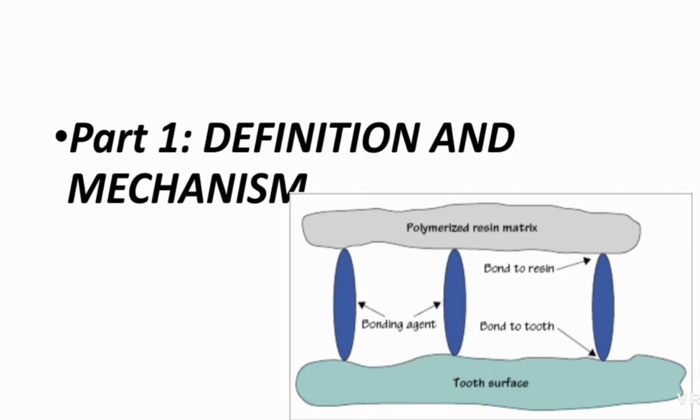Before watching this, please do watch the part 1 video uploaded earlier. In the part 1 video, we dealt with the definition and mechanism of dentine bonding agent. Dentine bonding agent is defined as a thin layer of resin applied between conditioned dentine and the resin matrix of a composite.